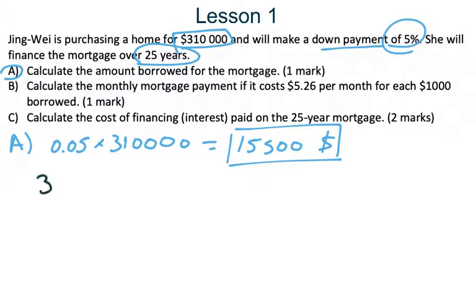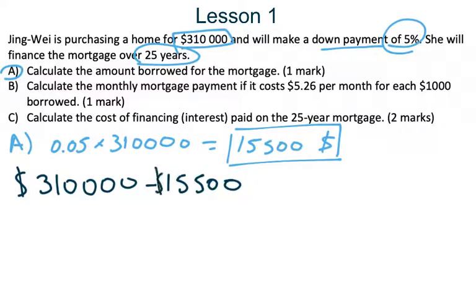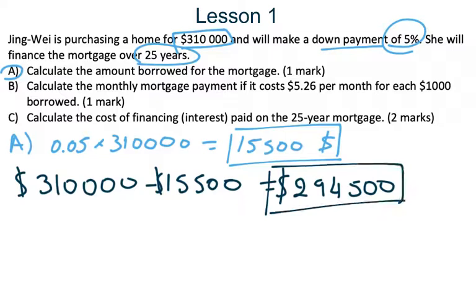We just need to take it away from 310,000. So this is going to give you 294,500. Okay, so this is the amount that she needs to borrow.